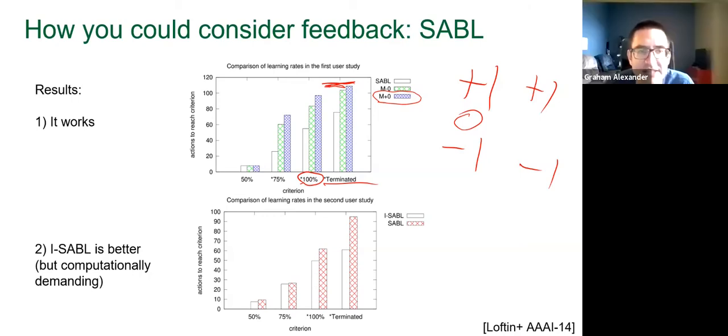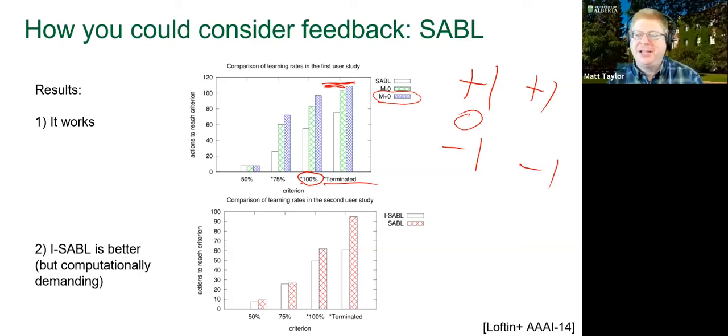One follow-up on that. Is Sable computationally expensive, or is it just the iSable variation that is the behemoth? Sable can be expensive, but we found it to be completely feasible for the kinds of tasks we were doing. It's going to be slower than Q-learning, but it was plenty fast enough to work in real time. Whereas iSable is going to be much, much slower, particularly depending on how you discretize those different probabilities.